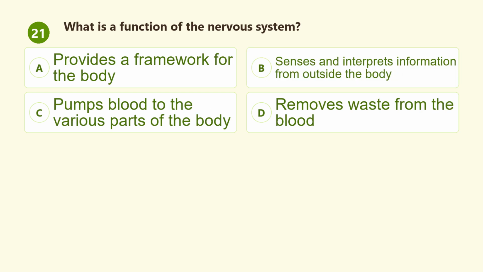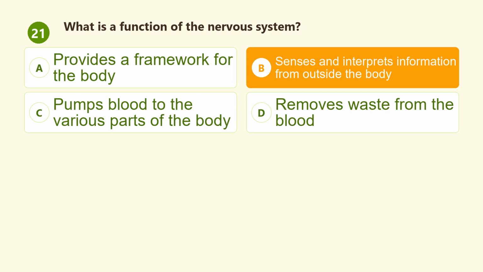Question 21. What is a function of the nervous system? Option A, provides a framework for the body. Option B, senses and interprets information from outside the body. Option C, pumps blood to the various parts of the body. Option D, removes waste from the blood.